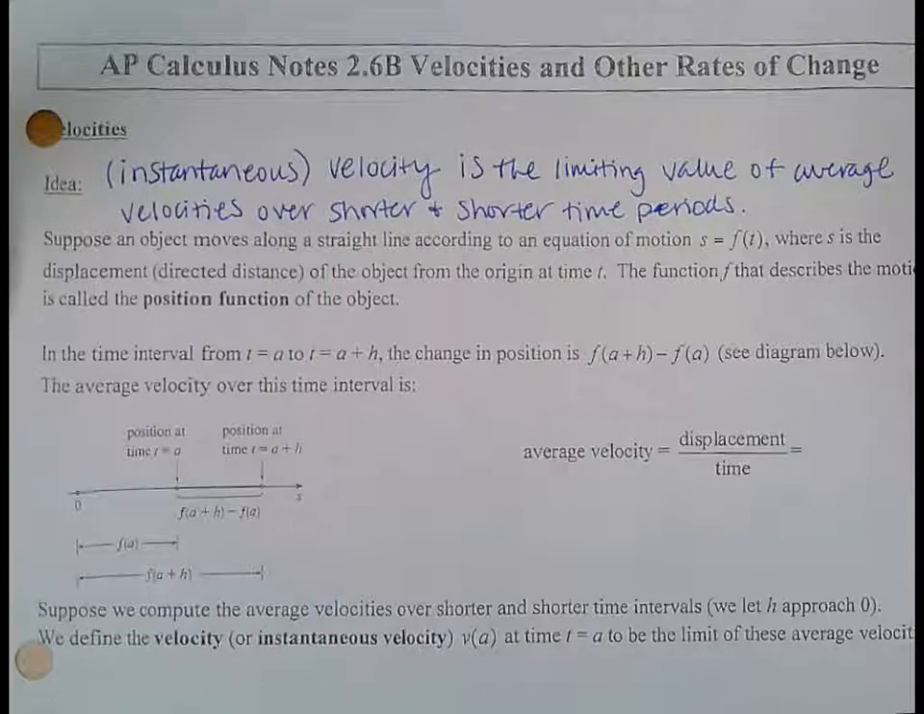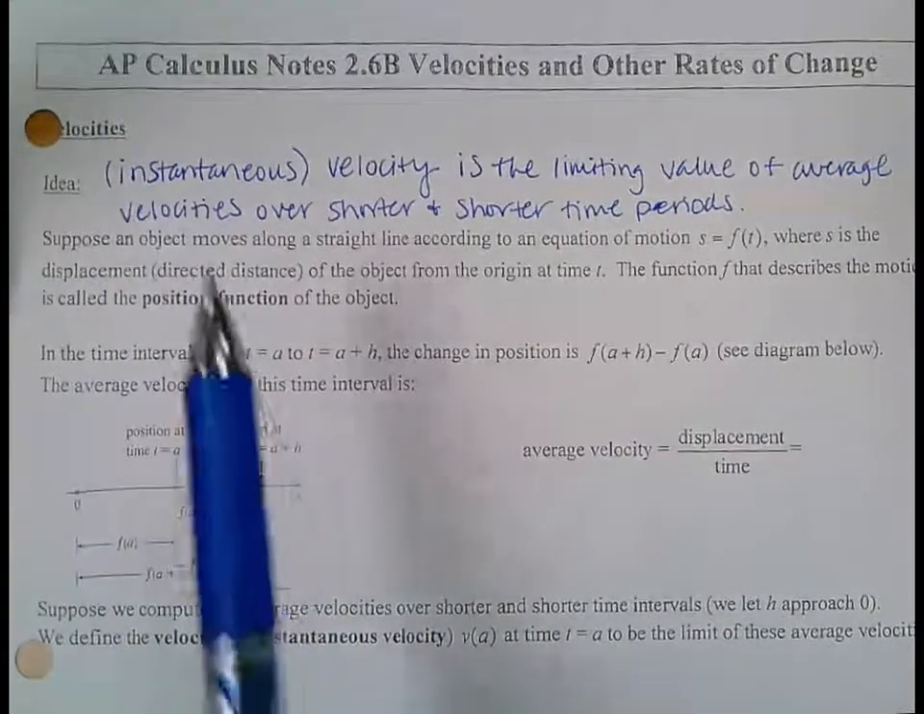We said, okay, if we have a 1 second time interval from 5 to 6 seconds, we found the average velocity. Then we shortened the time interval to 1/10 of a second, then to 100th of a second, thousandth of a second, and found the limit of all the average velocities. We no longer need to do that process because we know how to work with limits.